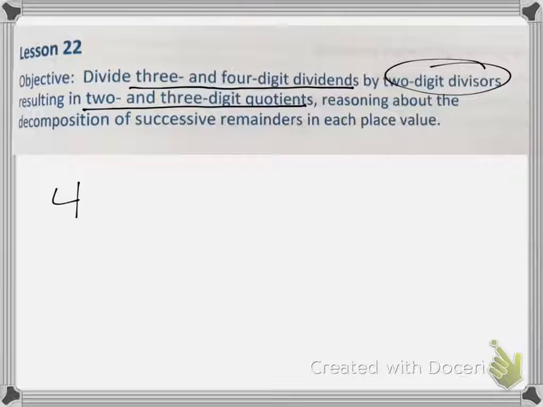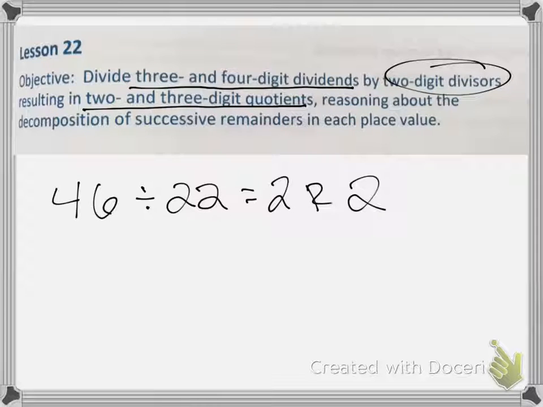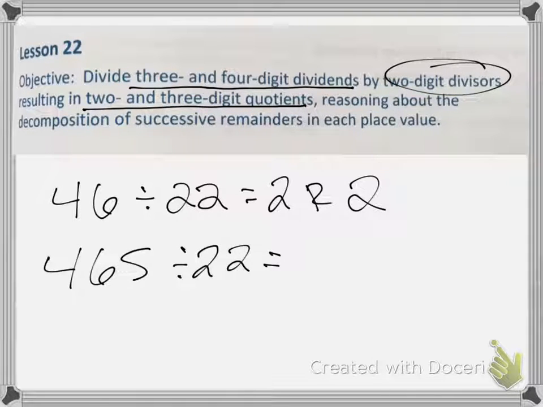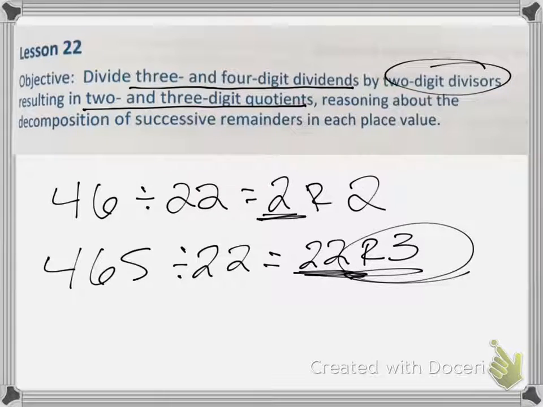So before we were doing, say, 46 divided by 22, and that was equaling 2 remainder 2. Well, now we're doing, say, 465 divided by 22. That would give us a quotient of 22 remainder 3. So now we have a 2-digit quotient compared to the 1-digit quotient. We're still going to have remainders. But again, we're possibly going to have 2-digit or 3-digit quotients. So that is the biggest difference between lesson 21 and 22.